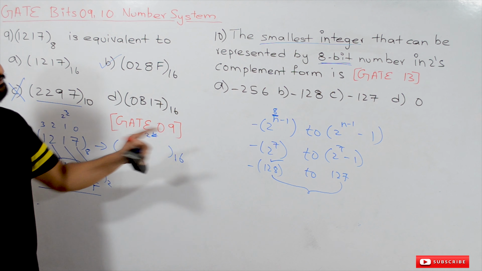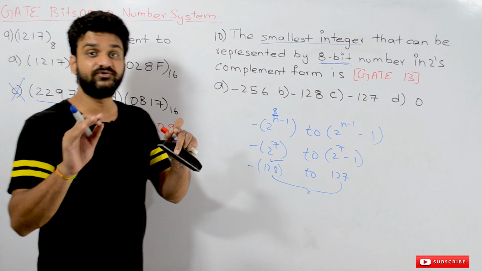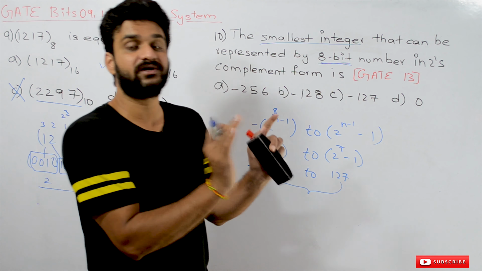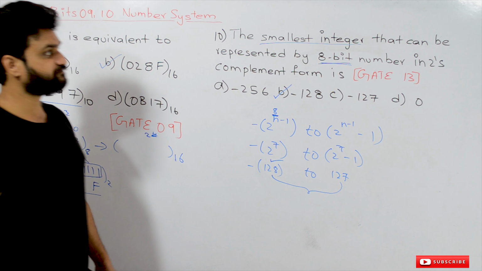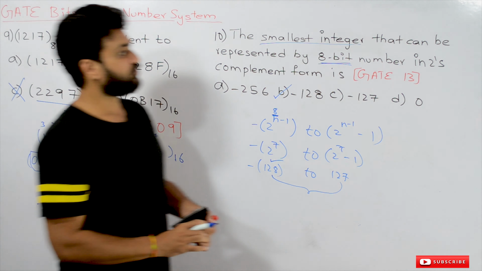See how simple the bits asked in GATE are. If you follow our concept videos, these bits are very simple to solve. So the right option is minus 128, and the option is B. I hope you got clarity on this concept.